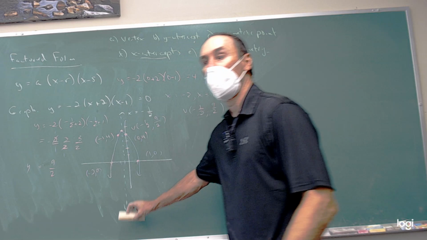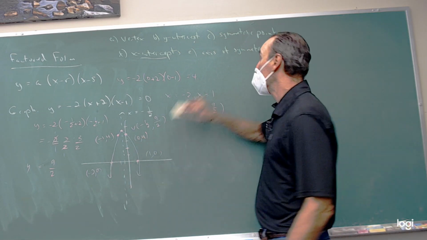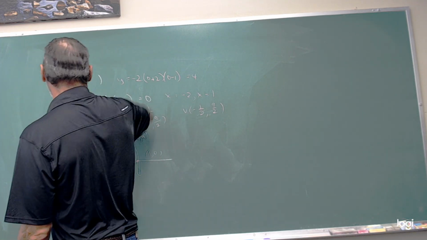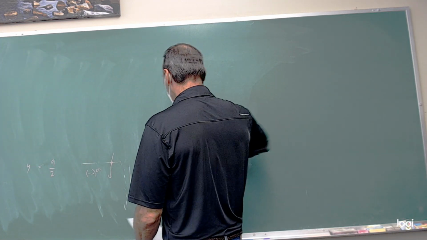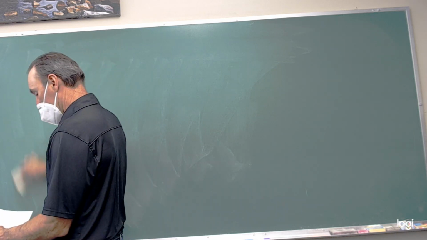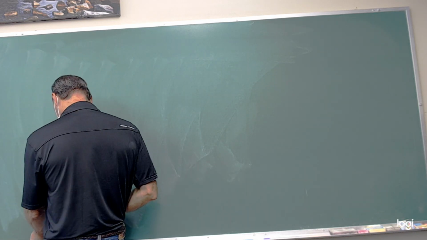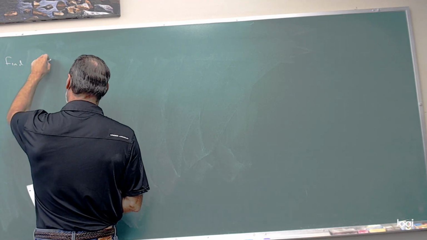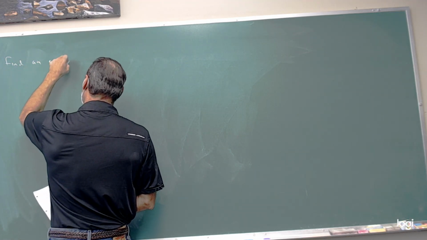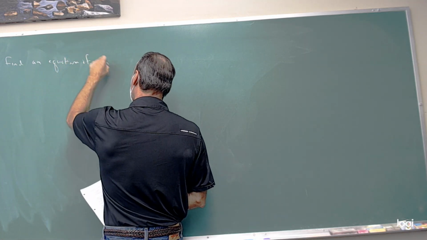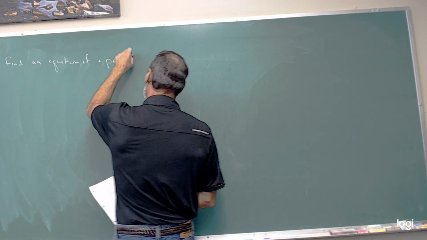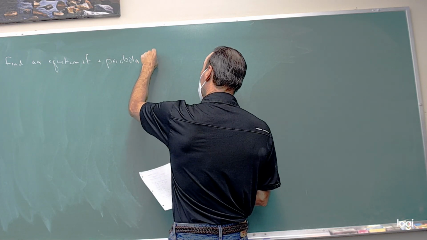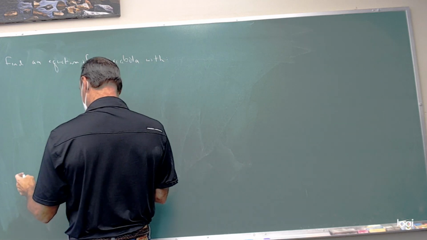Make sense? Okay, we're going to change gears. We'll do a different kind of problem. I ask you to find an equation of a parabola that has some characteristics. So find an equation, I don't care what form it's in, of a parabola with these characteristics.